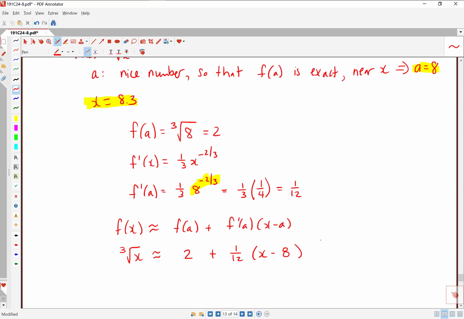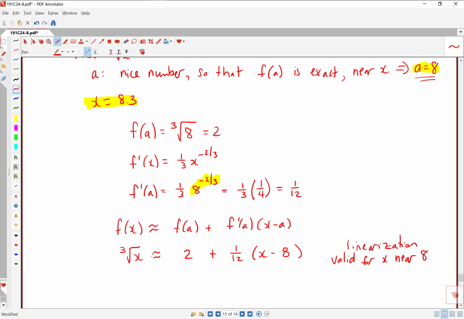So if the problem just said find the linearization, this is where we would stop. This is our linearization of the cube root function. And it's always good to write down where that's valid. So let's say valid for any x value that's near 8. Plugging in something like 8.2 or 7.5 is fine. But if you plug in something like 100, I would not expect this approximation to be very good.